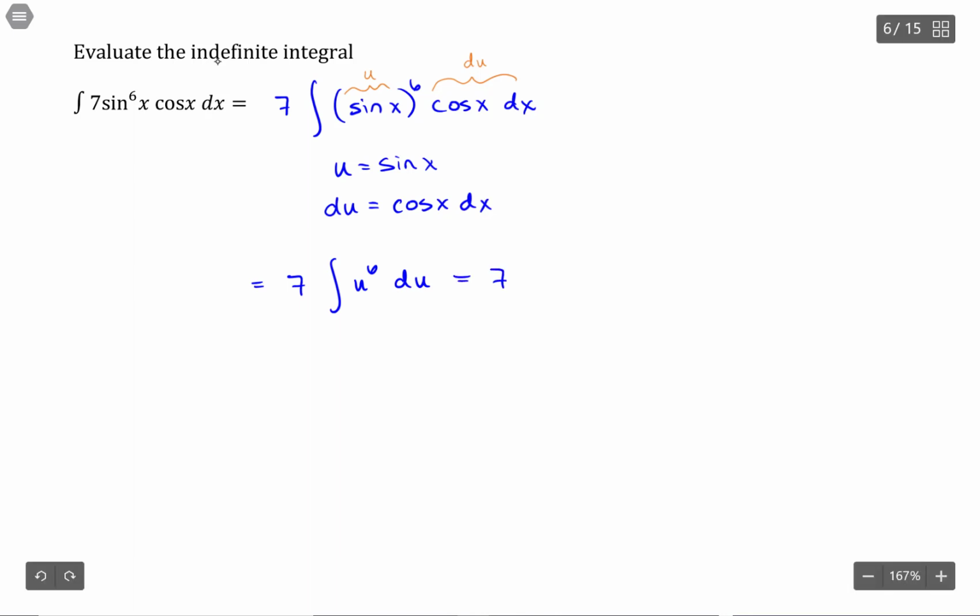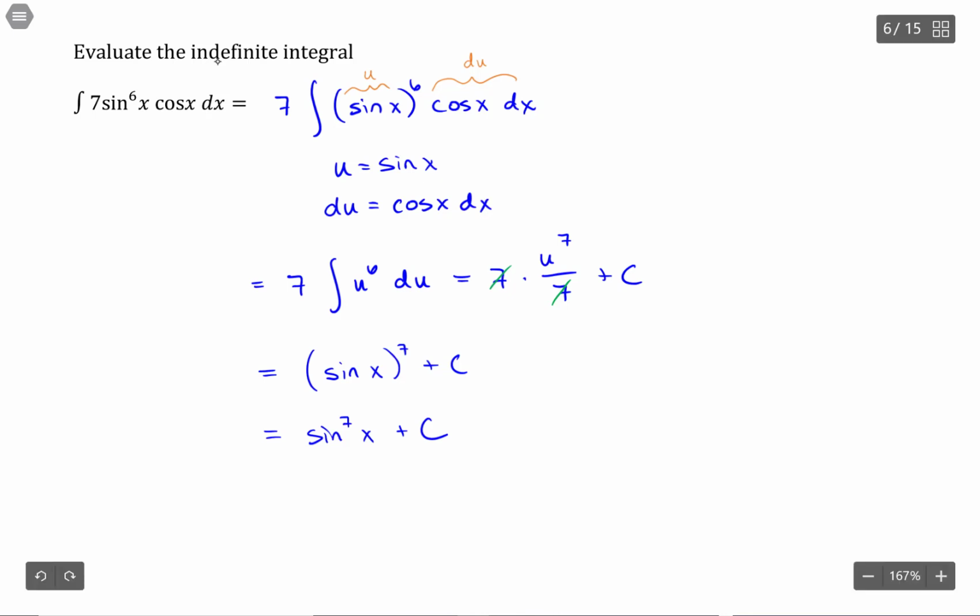And this just requires the power rule. The power rule is to add 1 to your exponent, divide by the new exponent, and then do plus c. The 7's will cancel, so it's just the original substitution for u, which was sine x, to the 7th power plus c, or sine to the 7th of x plus c.